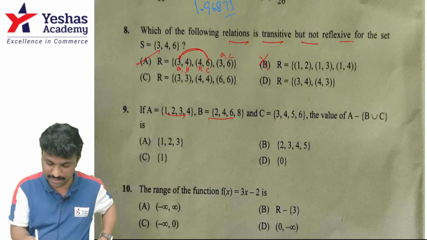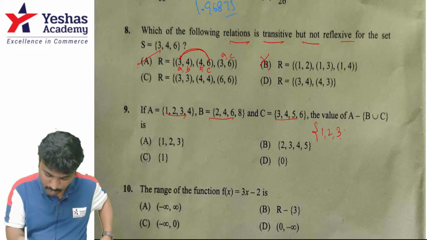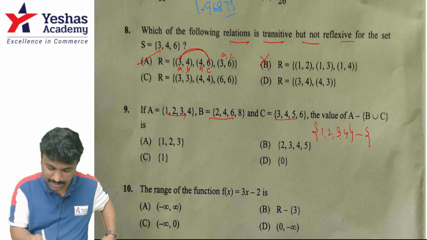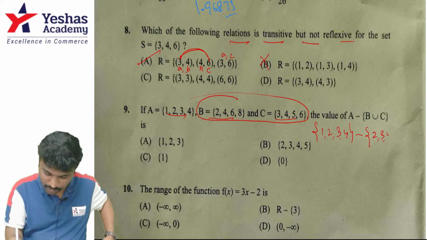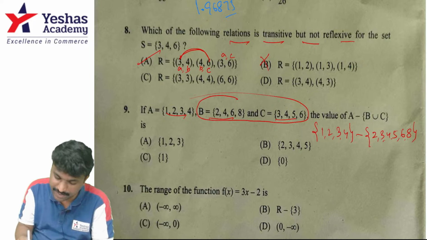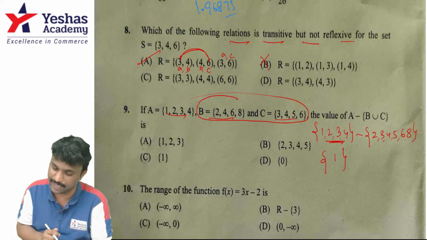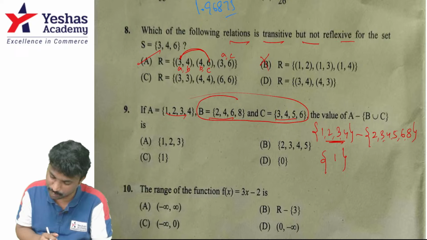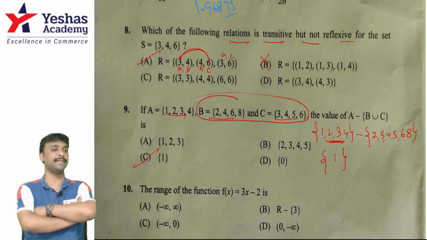Set A given, set B given, set C given. We need to find A minus B union C. First of all, what is A? 1, 2, 3, 4. What is B union C? B union C means we have to take the union of all these elements. That means 2, 3, 4, 5, 6, and 8. These are the elements. Now, what do you mean by elements in the first set minus elements in the second set? Elements present in the first set but not present in the second set. 1 is definitely not present in the second set. 3 is present, 4 is also present, 2 is present, but 1 is not present. Therefore, option C is the right answer.